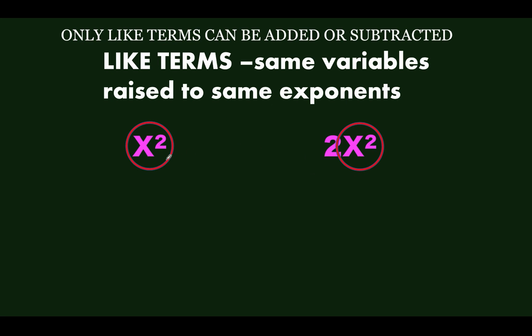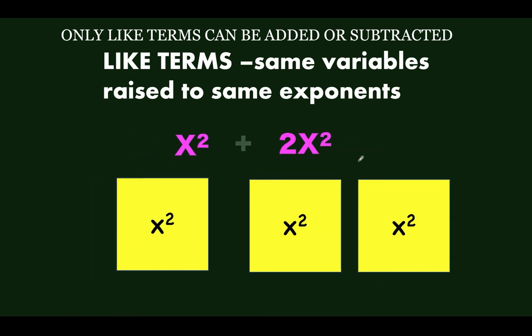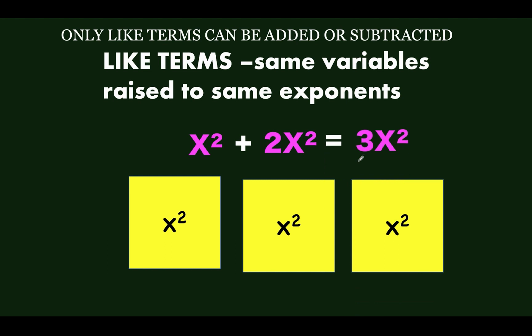The only difference is that the numerical coefficient of x squared is 1 and the numerical coefficient of 2x squared is obviously 2. To get their sum, here is the visualization. We combine them and therefore the result is 3x squared. So 1 square plus 2 squares equals 3 squares, and these squares have the same dimension, x squared. So this x squared is represented by this, the 2x squared is represented by this, and the sum would be the combination of these 3 squares.